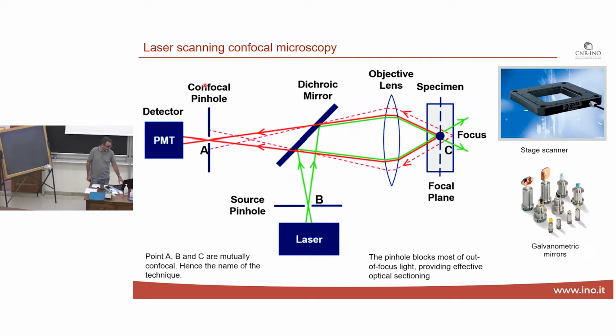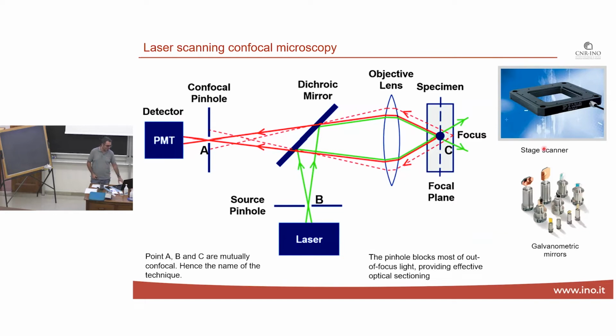You see that we have a pinhole here. This pinhole acts as a shield. It basically blocks the fluorescence light originating from planes that are not in focus, and this increases resolution and contrast. It's called confocal because these points A, B, and C are mutually confocal.